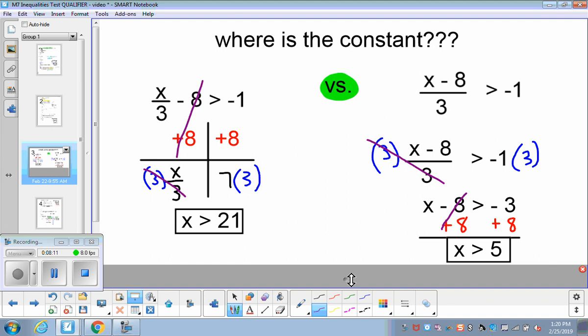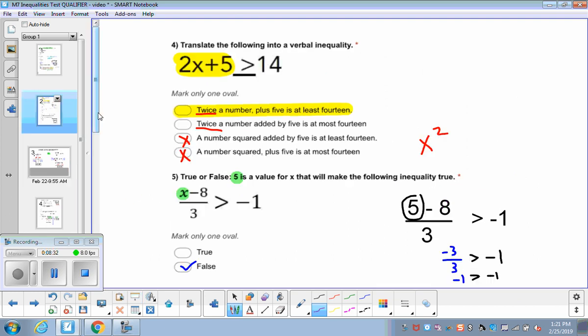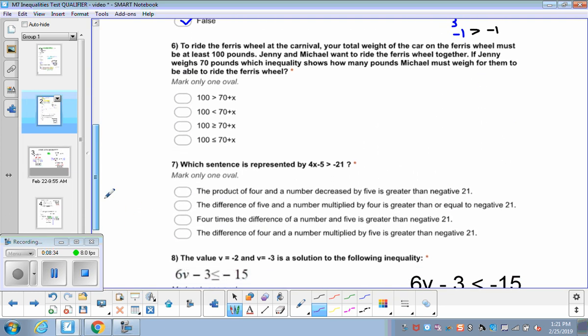So it's all about wherever the constant is. If the constant is its own separate term like you're used to seeing, you're going to get rid of it first. However, if the constant has become a part of the numerator, you're actually going to have to wait until after you get rid of the denominator to now get rid of this numerator. Okay? Now I want to go back and continue looking at the test review that you guys had.